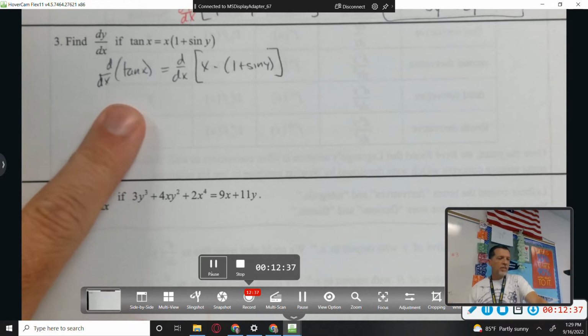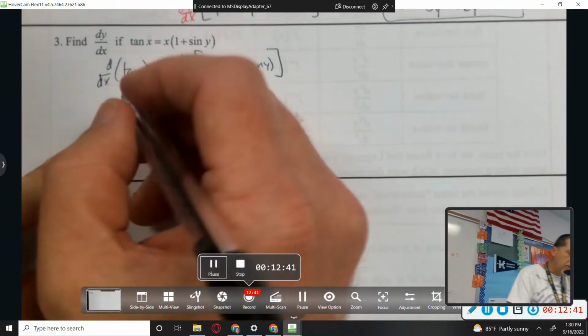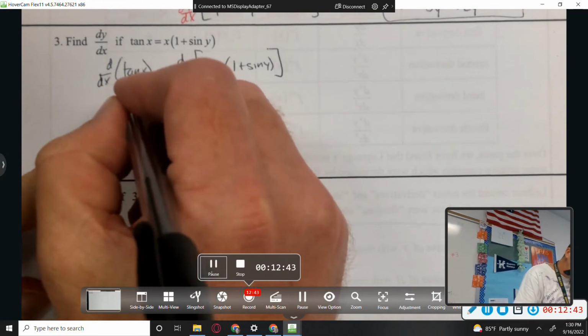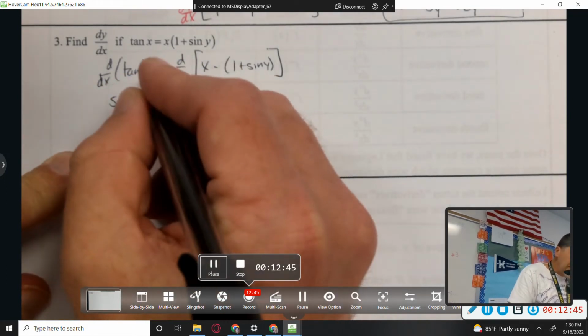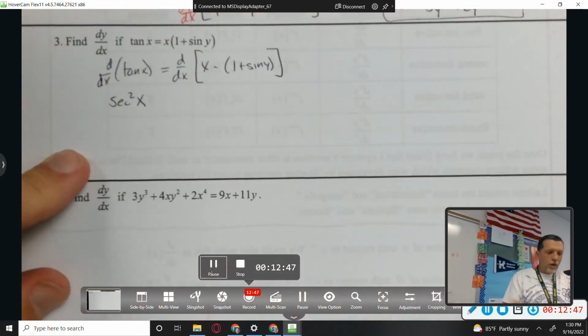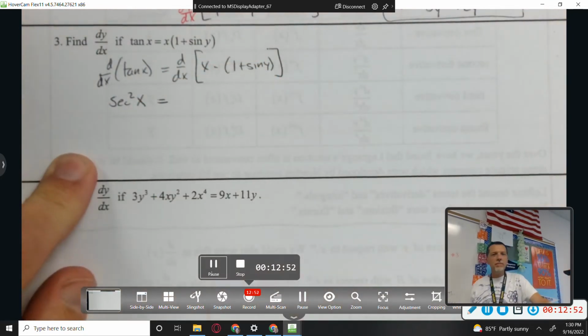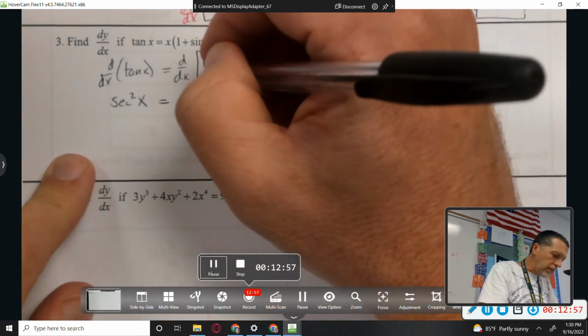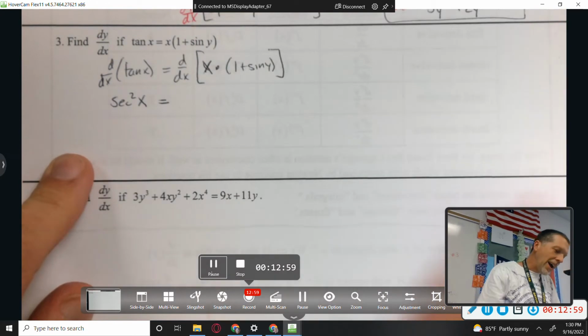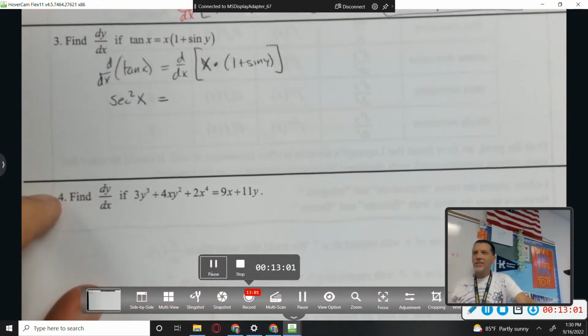What's the derivative of tangent of x? Secant squared. Now that was part of the bonus as well. Secant squared x. Dx, if you really want to go overboard with emphasizing the chain rule, but dx is just 1. What about the other side? What am I going to have to use to take the derivative of x times 1 plus sine of y?